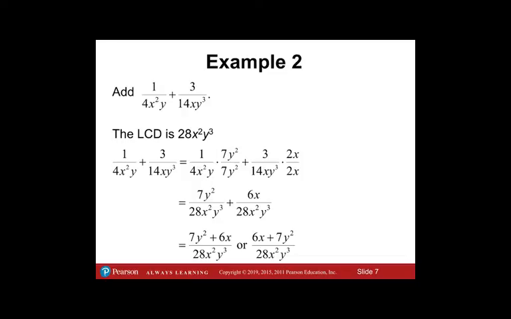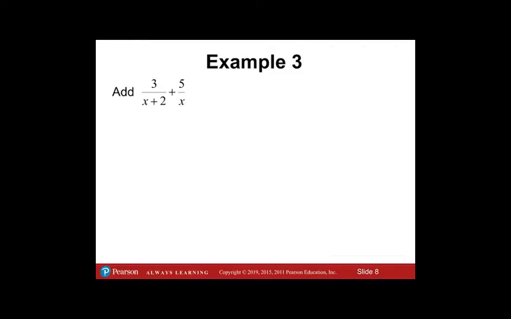Okay. Let's try another one. So again, factors are things that we multiply, terms are things that we add, right? So if we look at that first denominator, x plus y, x plus 2, that's already factored, right? So those are two terms, so we leave them like that. And then the second denominator is x. So in this case, the LCD is going to be x plus 2 times x.